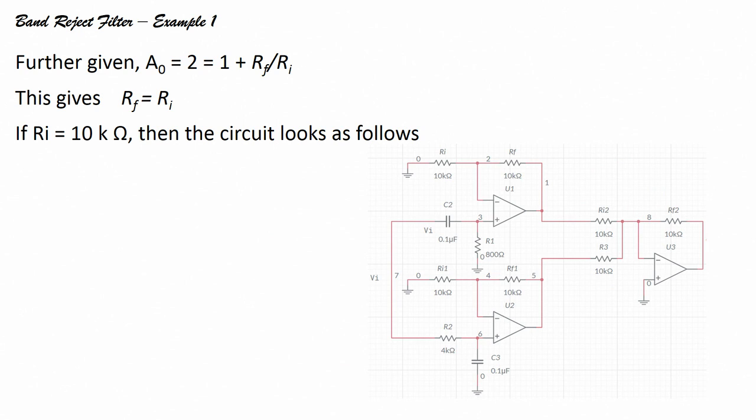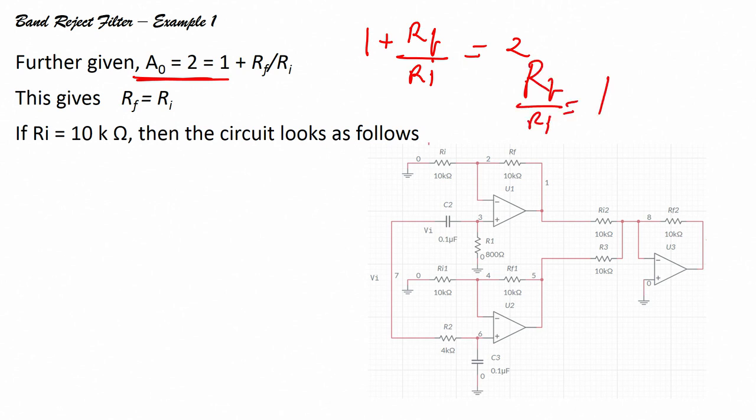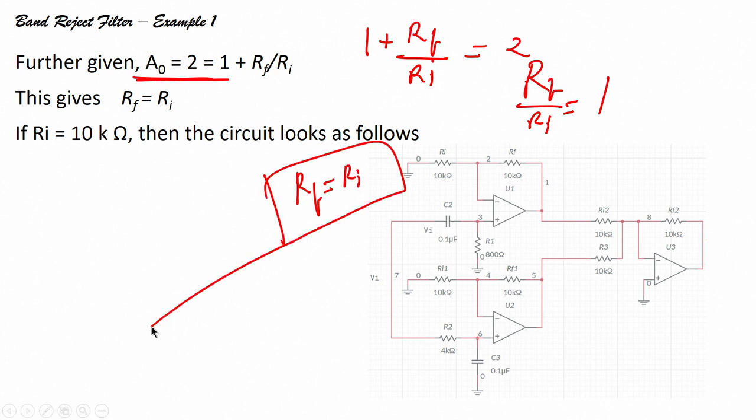So, now further what is given? Further it is given that gain is 2, right. So, let me design a band reject filter with a non-inverting amplifier. So, gain will be 1 plus RF by RI, right, RF by RI equal to 2. So, RF by RI equals 1, or RF equals RI. RI equals 10 kilo ohm, right. If RI equals 10 kilo ohm, then RF will also be equal to 10 kilo ohm.